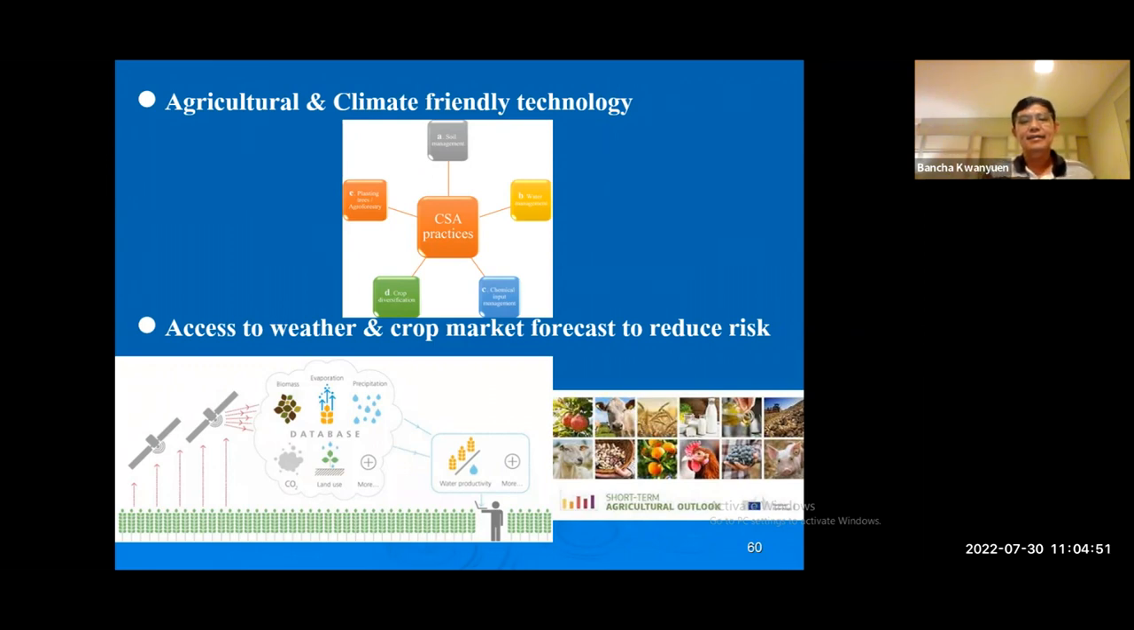And lastly, I want to discuss access to weather and crop marketing forecasts and reduced risk. It's also my recent work on the weather forecast and crop marketing forecast. I think it's quite important, because nowadays you can have access. Of course, you need some device, some mobile, to access the weather conditions. Because right now we are working on the operation of the reservoir by using this forecast system.